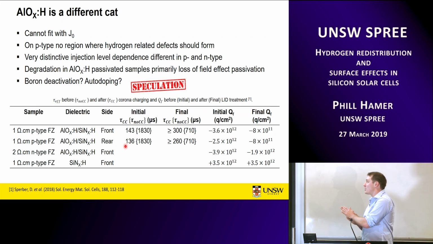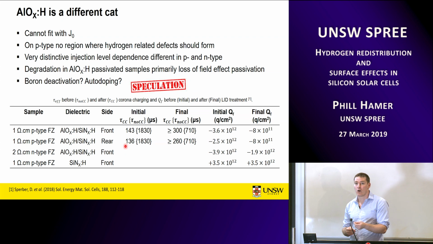There are two possible explanations that I know of in literature. One is that hydrogen is eminently capable of deactivating boron, so we may deactivate boron near our surface. The other one, which is more of a stretch, is auto-doping, the actual effect of the charge of the hydrogen itself when it builds up in sufficient concentrations. However, this is the wilder variety of speculation I'll put in here, and there's a lot more investigation that's needed to work out exactly what's going on there.